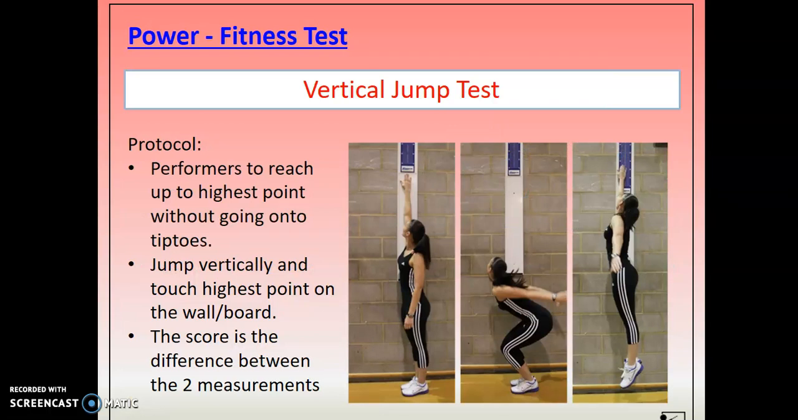So the first one is called the vertical jump. We've got one of these in the sports hall. You basically reach up as the highest point without going onto your tiptoes, then jump vertically and measure the difference between the two measurements. And that's going to tell you how good the power is in your legs. Basketball player, for example, would be a really useful test for them. You know, when you're taking those shots, going in for a dunk, going up for a layup, need good power in their legs.